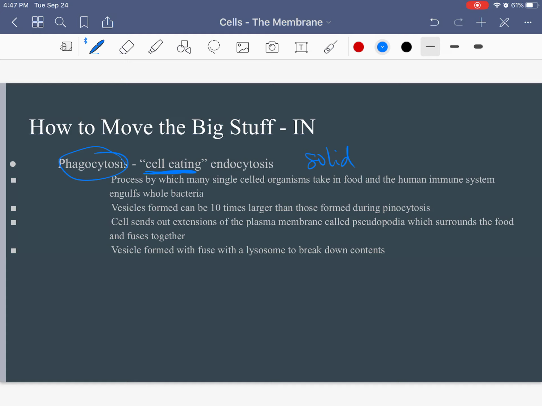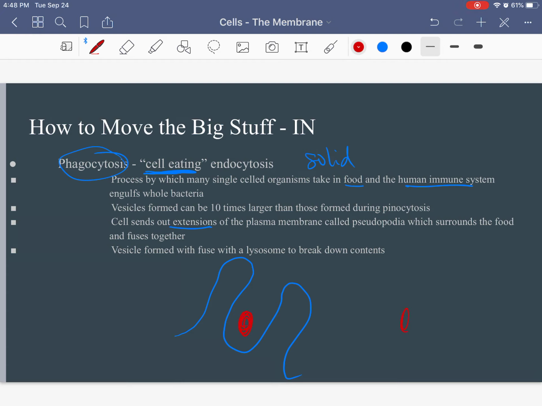This is how many single-cell organisms will take in food, and also how our human immune system will engulf entire bacteria. So it just kind of gobbles it all up. The vesicles formed in this can be much larger than those formed in pinocytosis, and it can do it in several different ways. It can actually send out cell extensions to try to trap a particular substance.